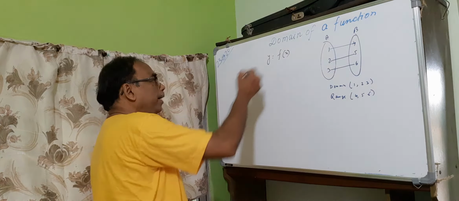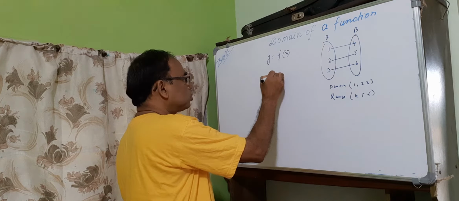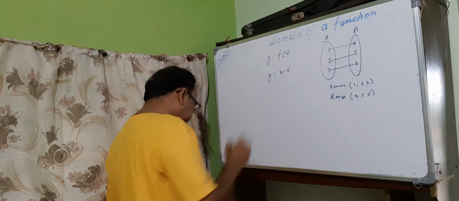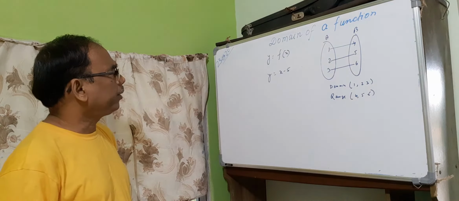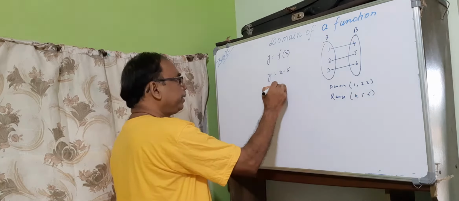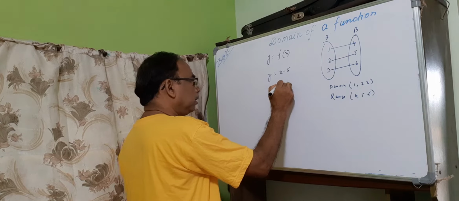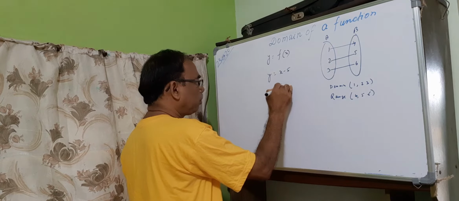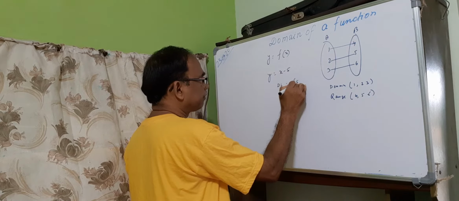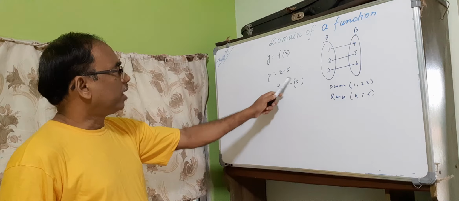So suppose here y is a function of x. Suppose y equals x minus 5. How could we find domain of this function? Here domain of the function is x equals 5, minus 5. That is a real valued function.